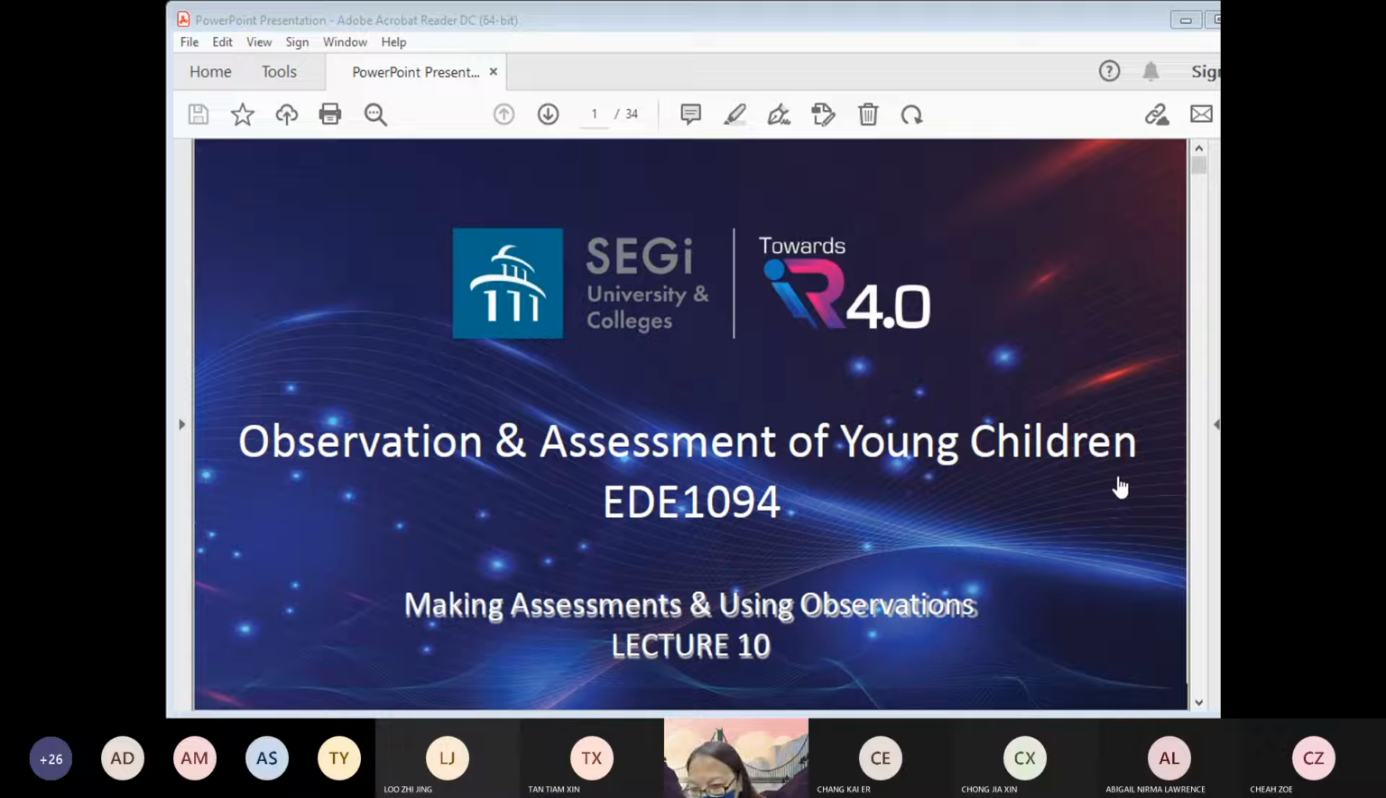What is rationale? Li Siying, what is rationale? The reason why you choose the child to observe. And then you give an example. Okay? Understand?